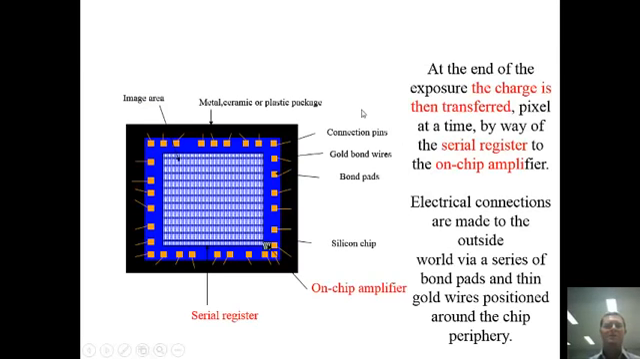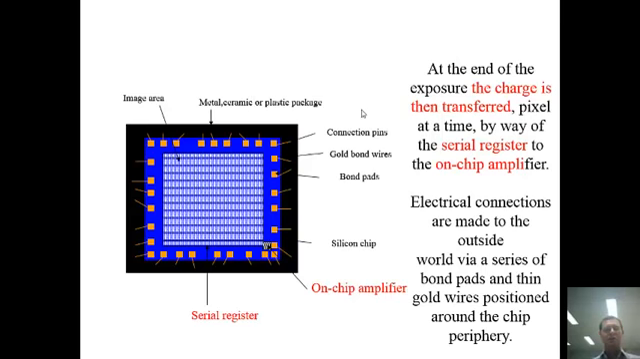So what happens is at the end of the exposure, an expended amount of time, the charge is then transferred. Okay, so this is done pixel by pixel at a time. So for every single pixel there, we'll look at how much light has fallen on that point, and from there we're able to create a digital image.